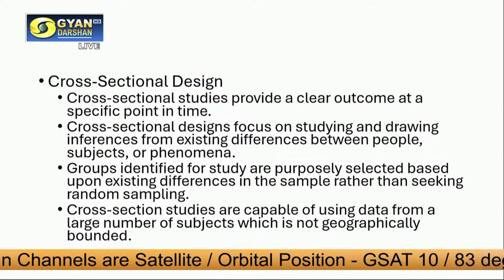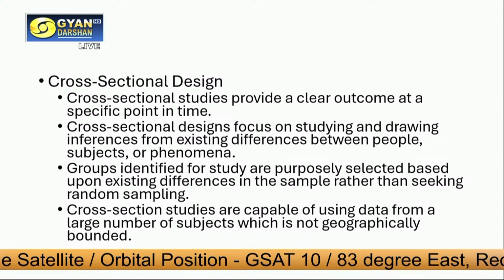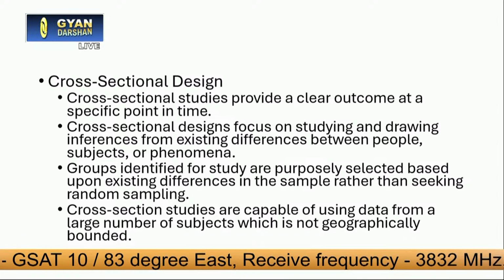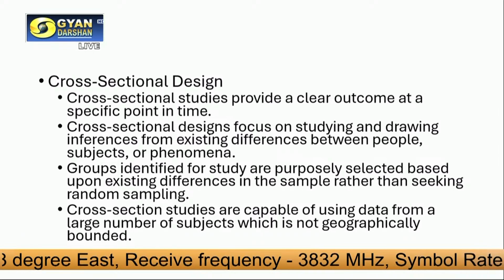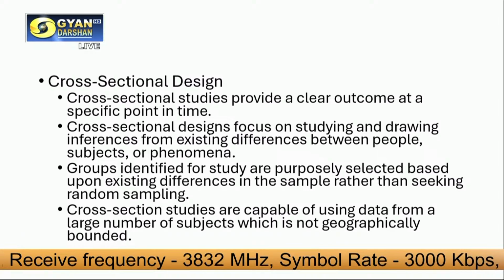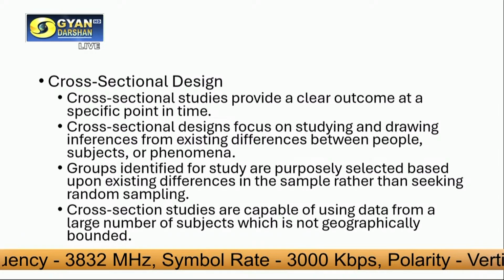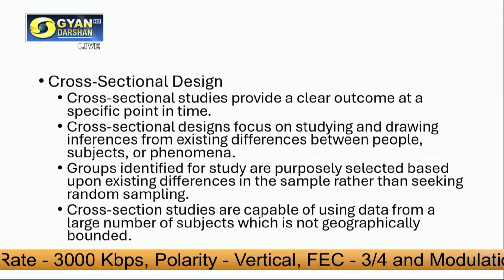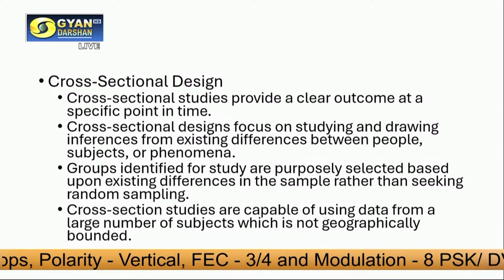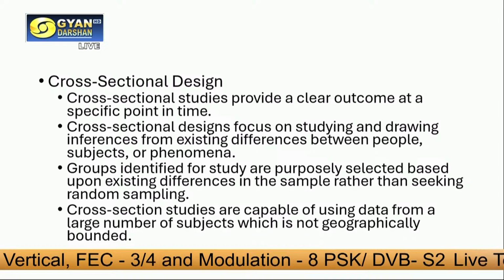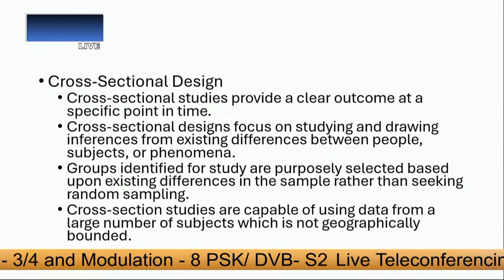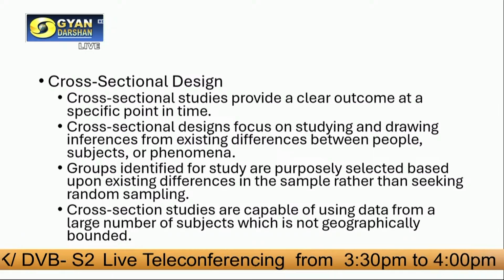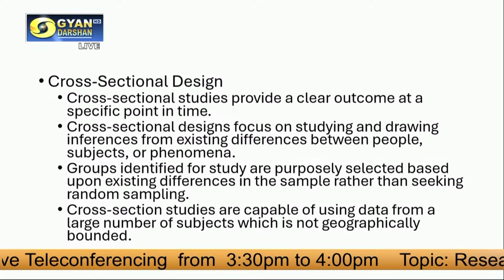So, groups are identified depending upon their differences, so that the cross-sectional study can be designed. So a cross-sectional study we can't design if your population or the groups have similar characteristics. So there has to be variations among the groups in terms of looking at the intervention as well as the results.